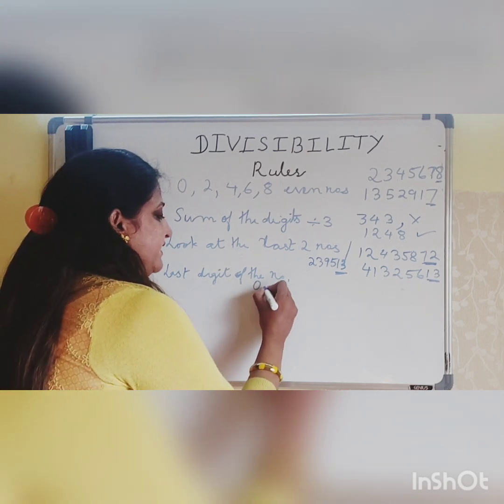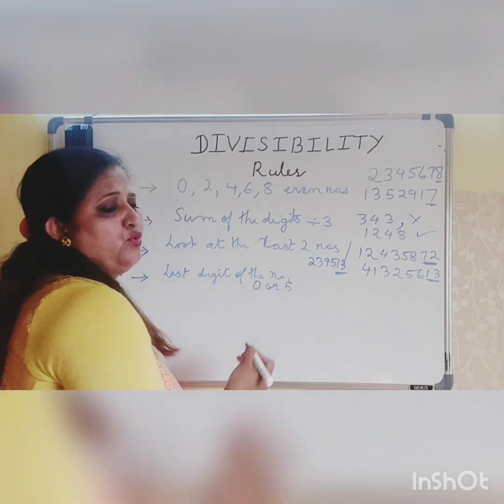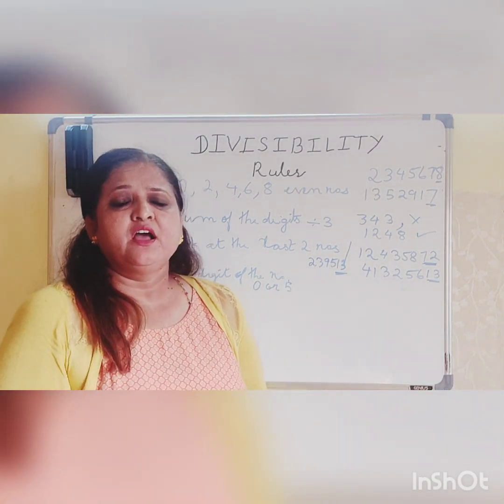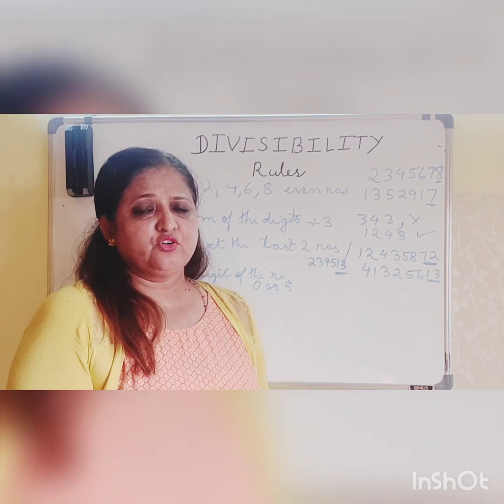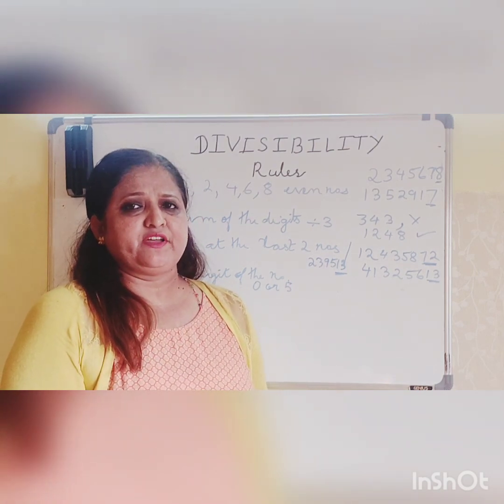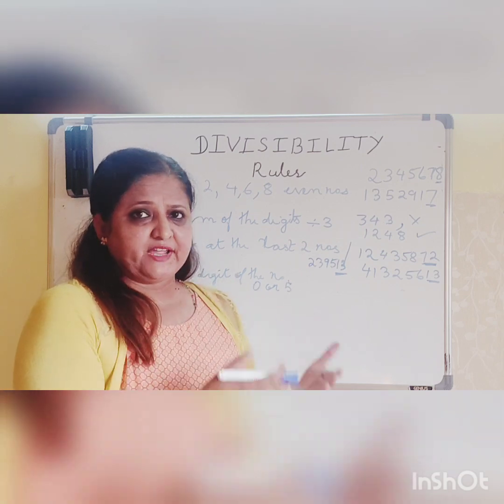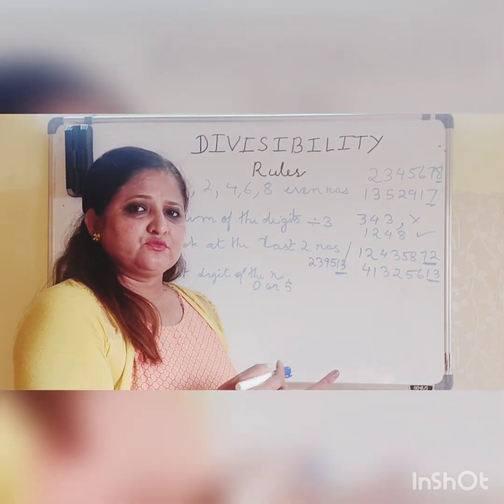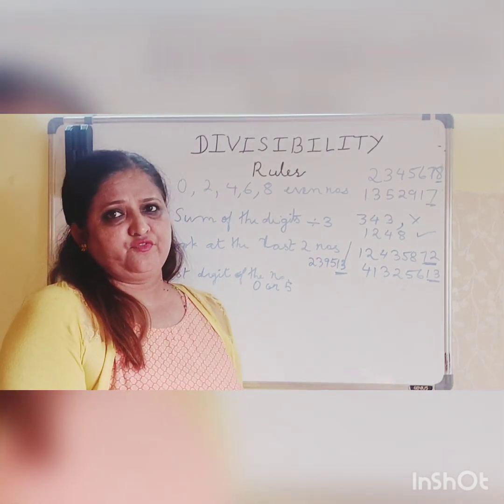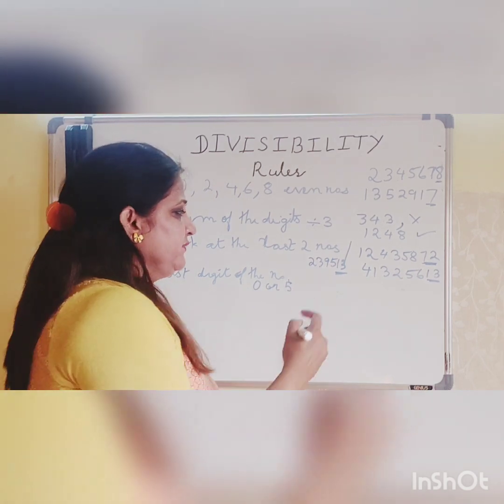If the number is ending in 0 or 5, then the whole number will be divisible by 5. And if the number is not ending in 0 or 5, then the number will not be divisible by 5. You must have seen that when we say the times table of 5, all the numbers over there end in either 0 or 5. So that's a simple thumb rule here.